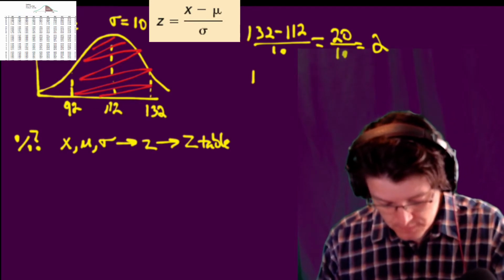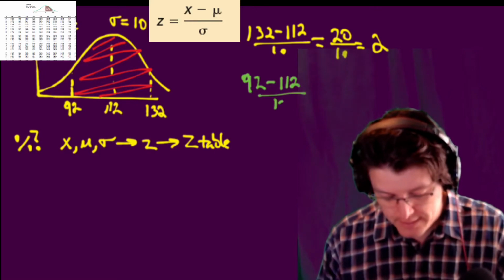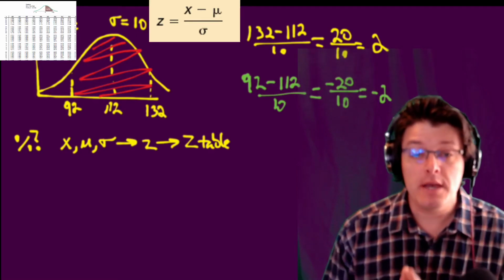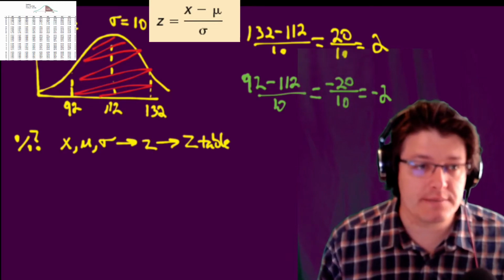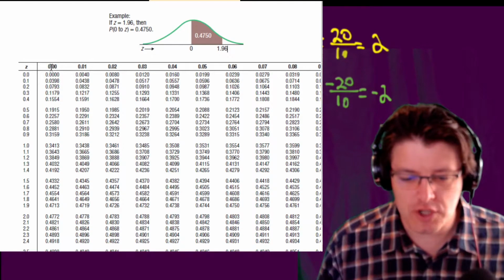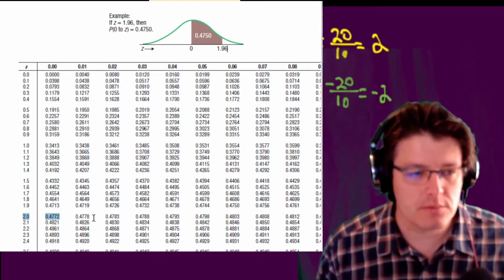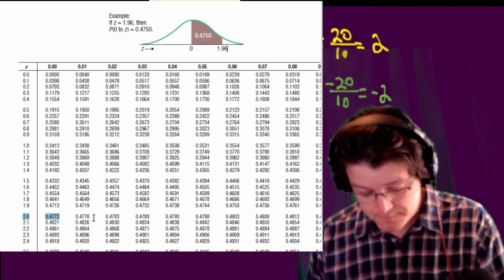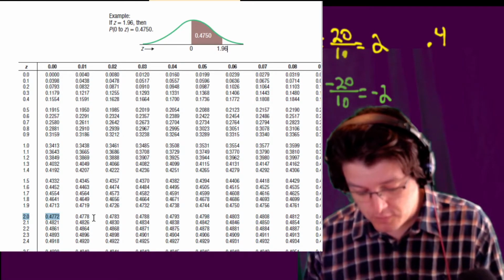We can quickly do the other one. 92 minus 112 divided by 10 is negative 20 divided by 10, or negative 2. Okay, so we have z-scores of 2 and negative 2. Let's go to the z-table. We have a z-score, let's look up what the z-table is telling us. Again, we have 2.00, so we are going to be in this first column. We go down to 2.0, we go over to the 0, we find 4772. Technically this is 0.4772.